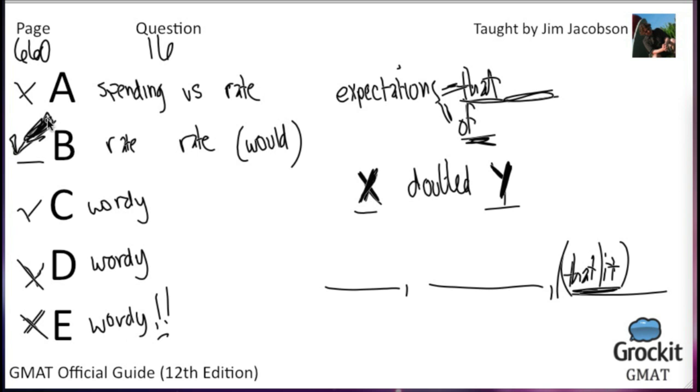So we already loved choice B. Well, I don't know if we loved it, but we already liked choice B because it had fewer words and didn't introduce any new problems. It also has the most correct verb tense.